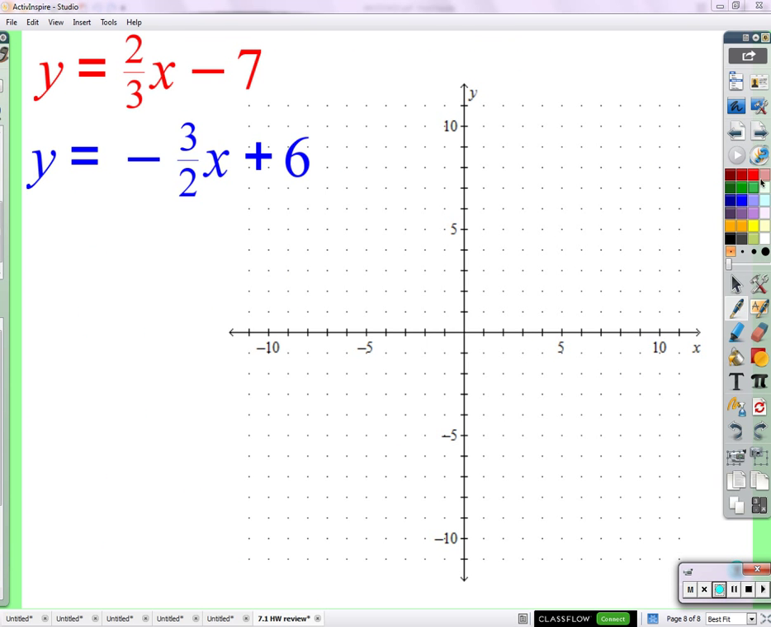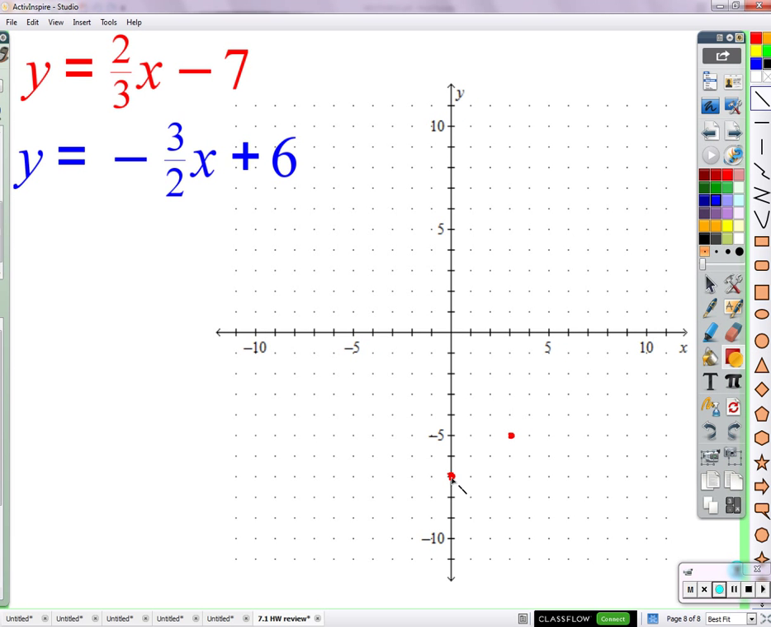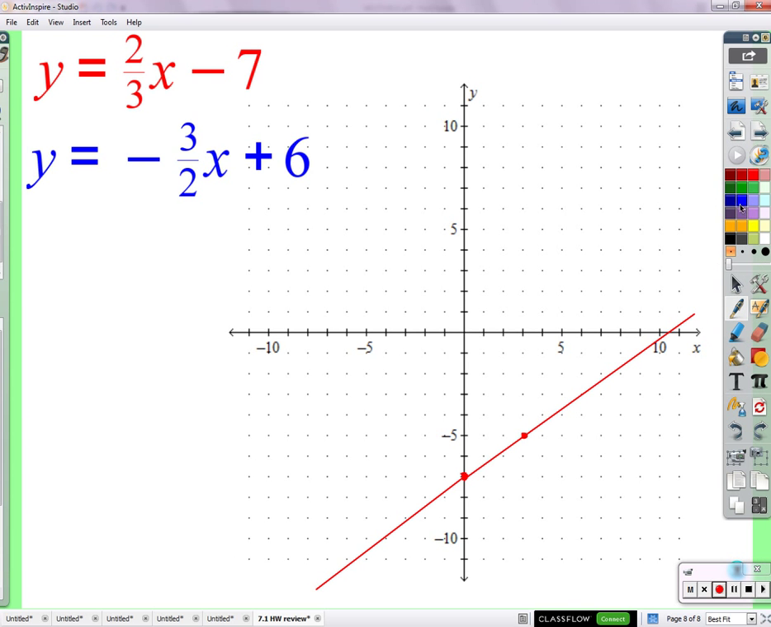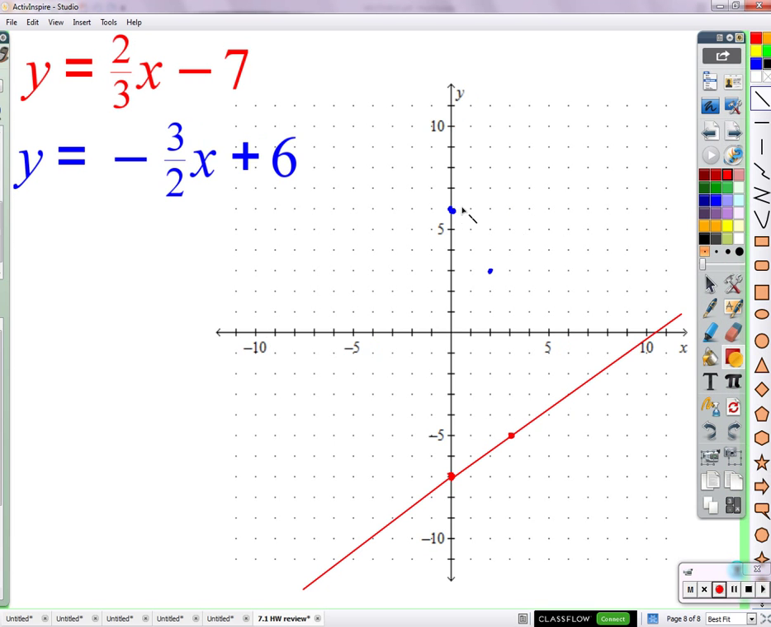All right, I have color-coded them red and blue. So the red one has a y-intercept of negative 7 and a slope of 2/3, it's over 3 and up 2. And I'll draw myself a straight line there. The blue line has a y-intercept of positive 6 and a slope of negative 3/2, so it's going to go to the right 2 and down 3. And we want it to be blue, so we change it to blue.